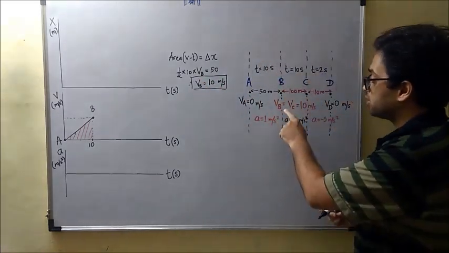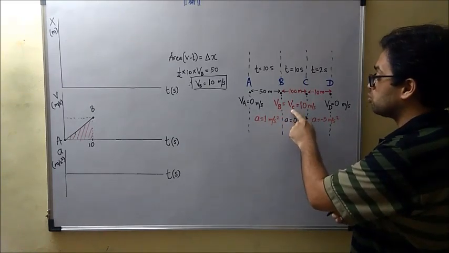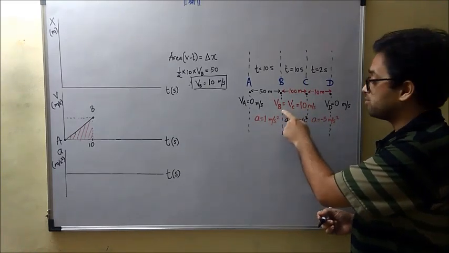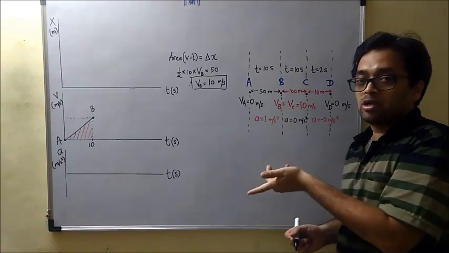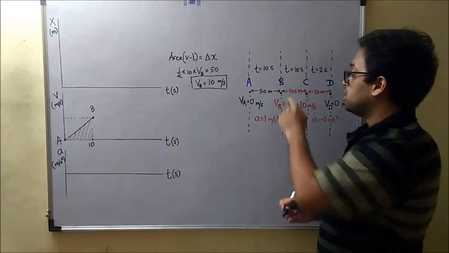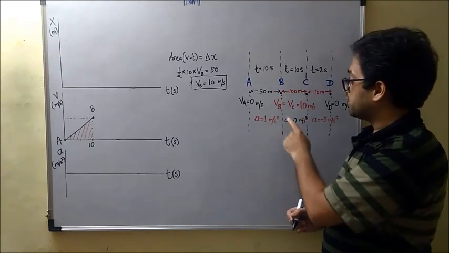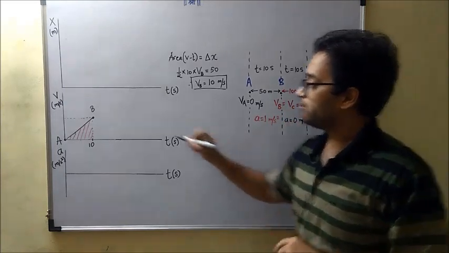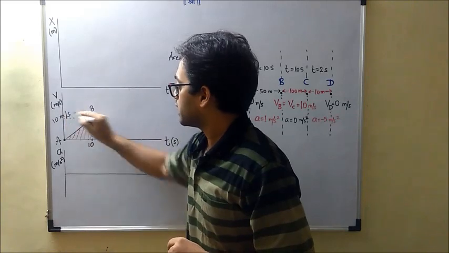Try to verify with what we had got with our kinematic equations. VB is equal to VC is equal to 10 meters per second. That means VB is equal to 10 meters per second. VC will also be equal to that because it is given in the problem that it continues with constant velocity from B to C. And that is why VB and VC will both be 10 meters per second. So let me put here that it is 10 meters per second.